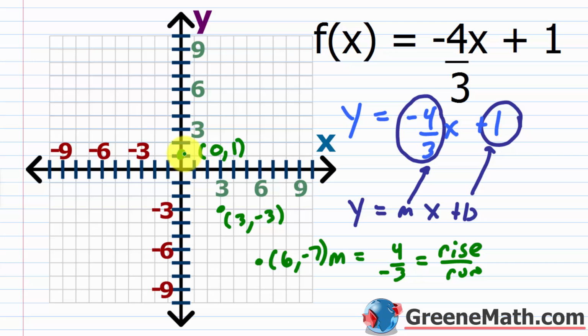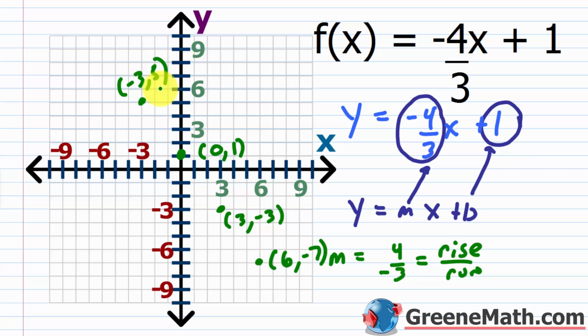So I could start here and I could go up 4. I could rise 4, 1, 2, 3, 4. And I could go to the left 3, right? A run of -3 just tells me to go to the left 3. So 1, 2, 3. So that's a point there. It would be at -3, 5. Okay. And you can check all these points if you want.